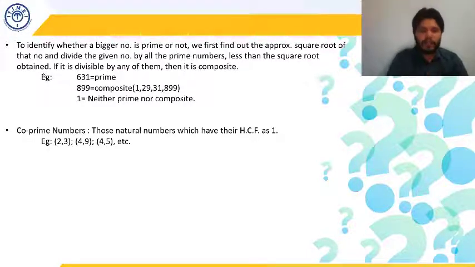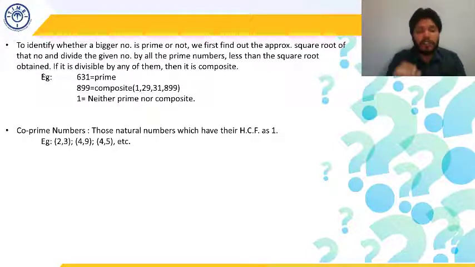Then comes 4 and 5. What are the factors of 4? It is going to be 1, 2 and 4. What are the factors of 5? It is going to be 1 and 5. So which one is the common factor between them? Only 1. So their HCF has to be 1. So 2, 3; 4, 9; 4, 5, all of them are co-prime pairs.